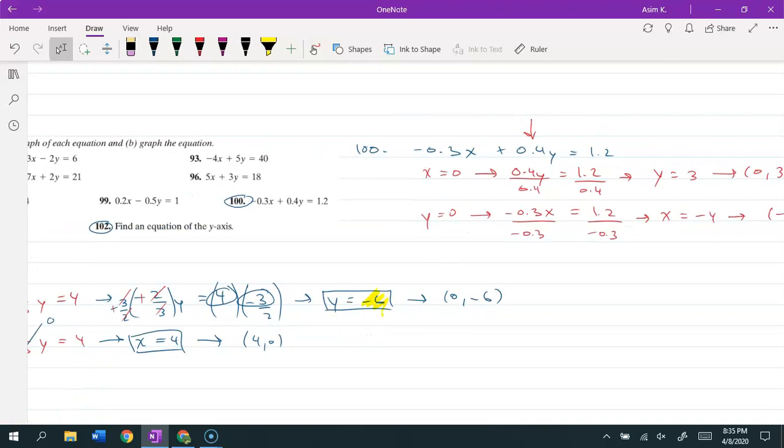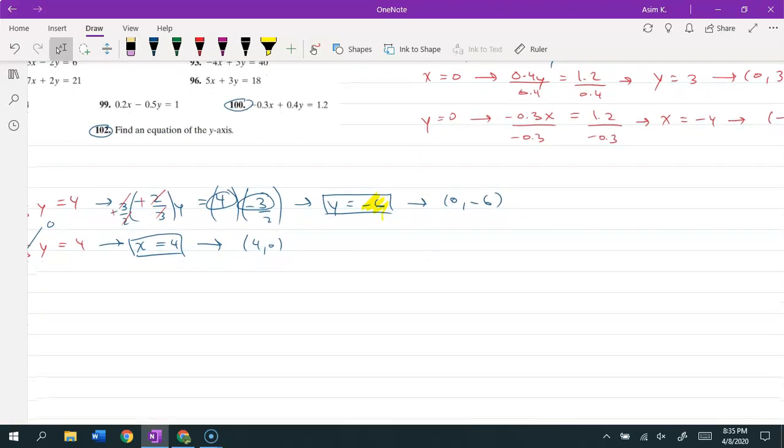Number 102, it says find the equation of the y-axis. So this one's interesting. Here's your x-axis, right? And here's your y-axis. So pretend that you had a line that was running straight down the y-axis. What would the equation of that line be?